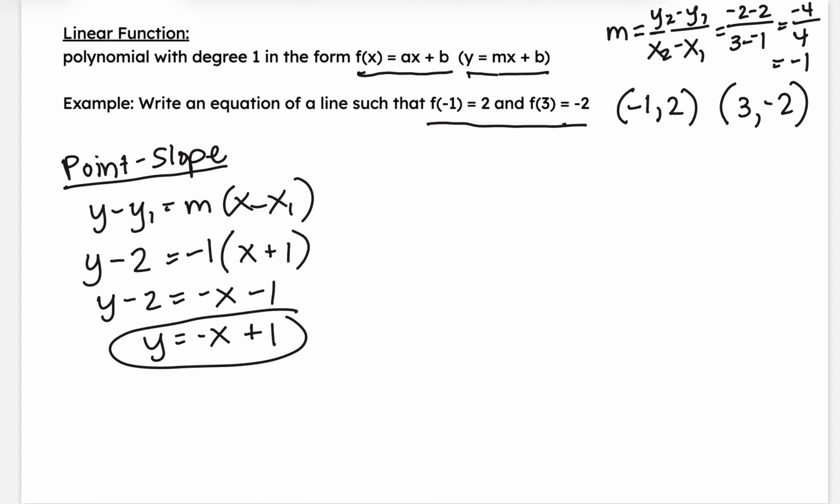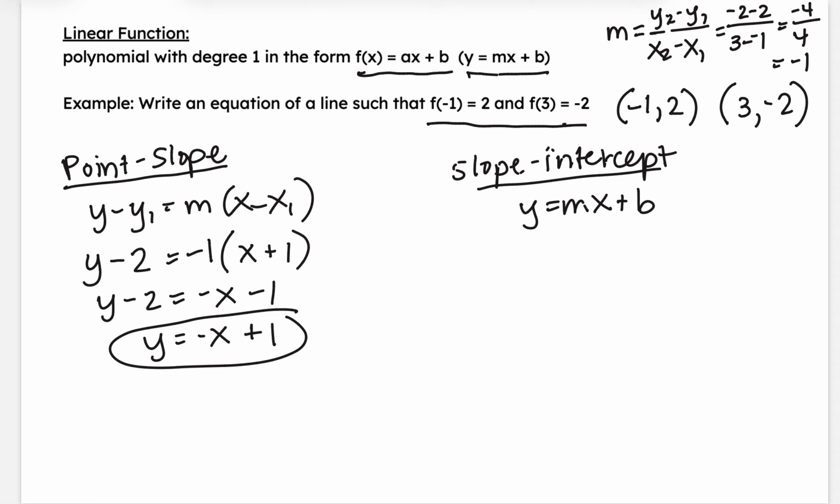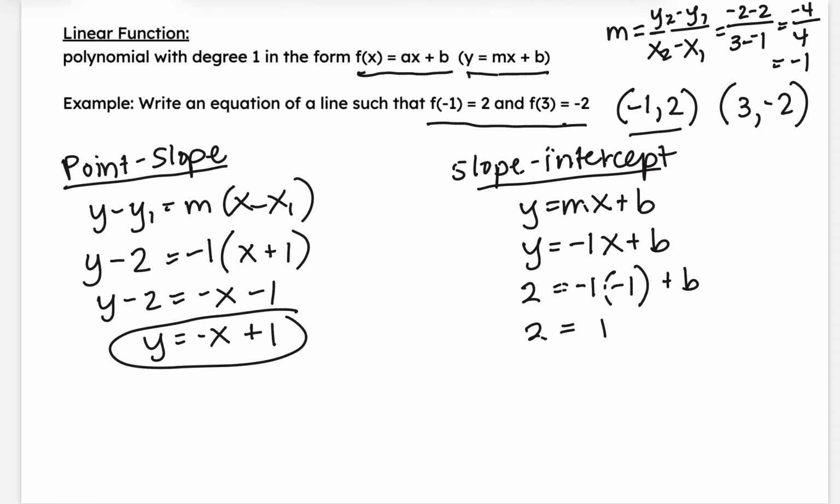We can also use slope intercept. So slope intercept, remember, is y equals mx plus b. If we know that the slope is negative 1, we can use either one of our points to plug in the x and the y. So I'm going to use this point right here, and I'm going to say 2, because that's my y, equals negative 1 times negative 1 plus b. So 2 equals 1 plus b, so b has to equal 2.